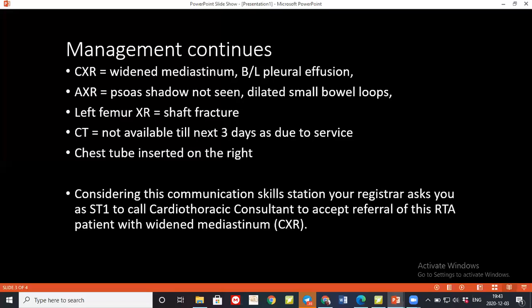You said that on his abdominal X-ray there was no psoas shadow. What do you expect? What has happened? Yes, we have done an abdominal X-ray showing soft tissue density. That's possible because of some collection that might be due to some intra-abdominal injury and blood loss as well. We haven't done the ultrasound abdomen or FAST scan as yet.